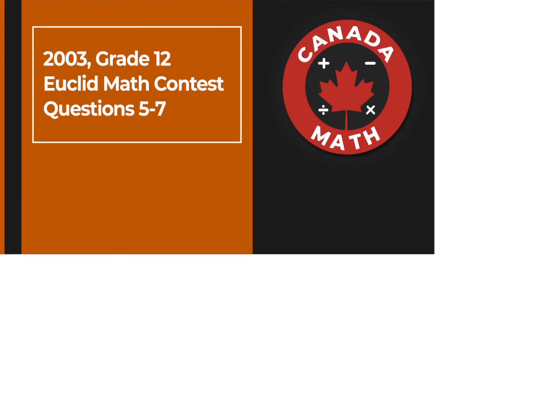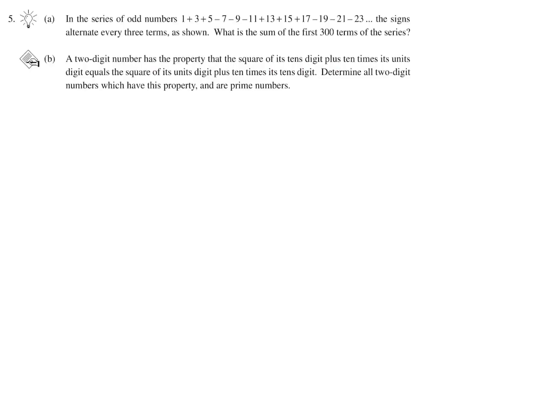Questions 5 through 7 on the 2003 Grade 12 Euclid Math Contest. In a series of odd numbers 1, 3, 5, 7, 9, 11, 13, 15, 17, 19, 21, 23, and so on, the signs alternate every 3 terms as shown. What is the sum of the first 300 terms of the series?